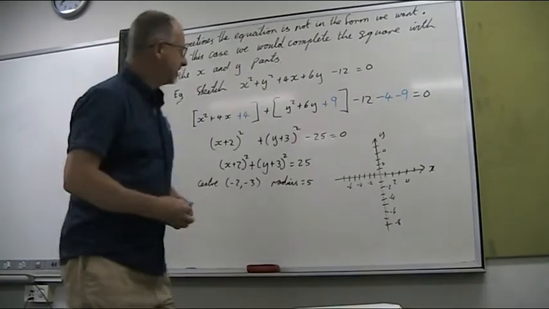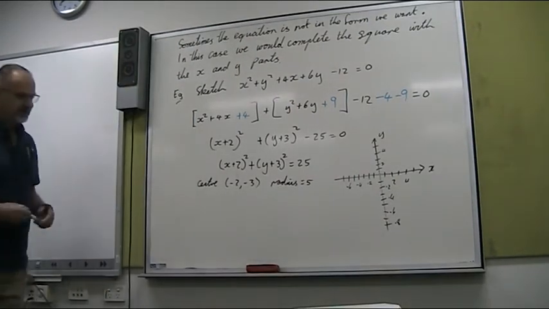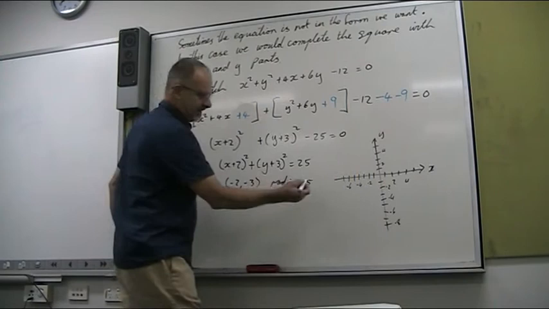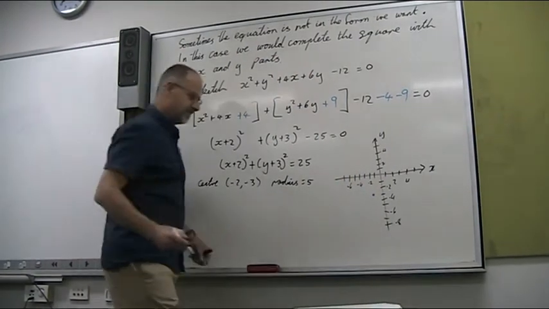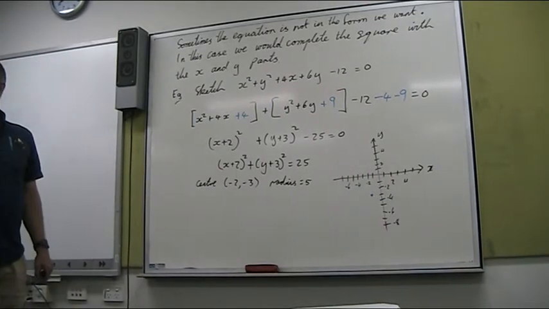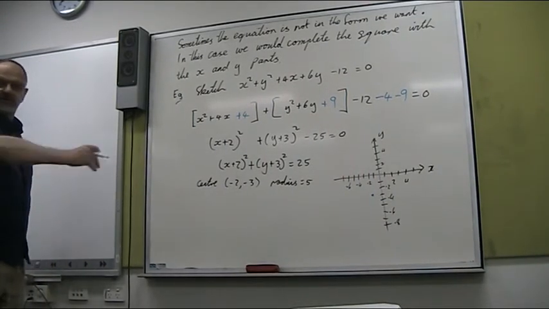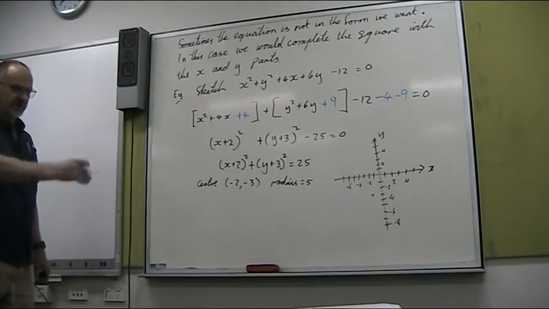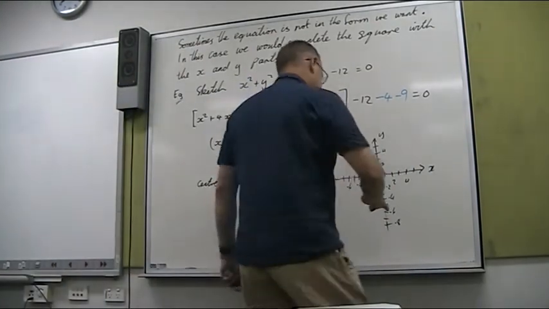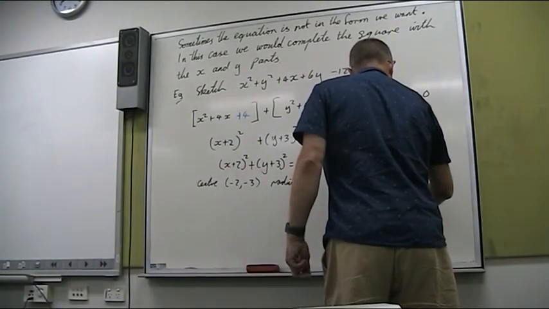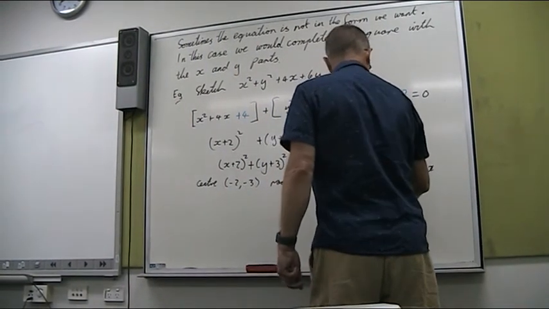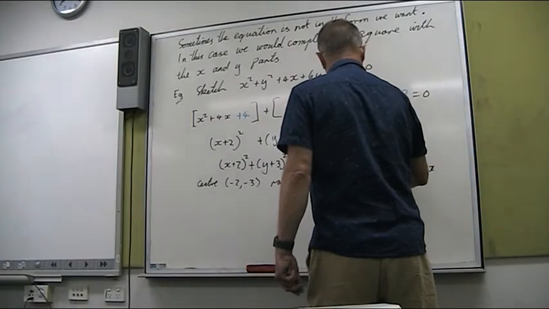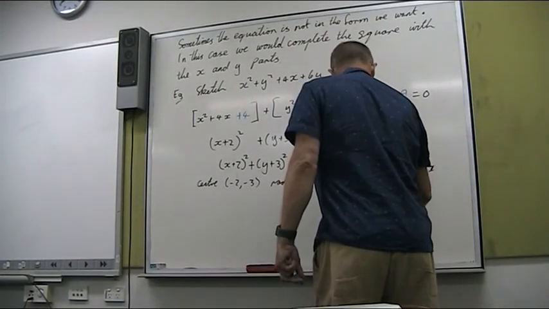So again, if we use the same strategy we used before, go to our centre, -2 and -3. There it is there. We've got a radius of 5. Horizontally, move each way 5 from our centre, vertically the same. Moving 5, so we've got a point over there. -7 down there. -3, that's up here at 2. -8.